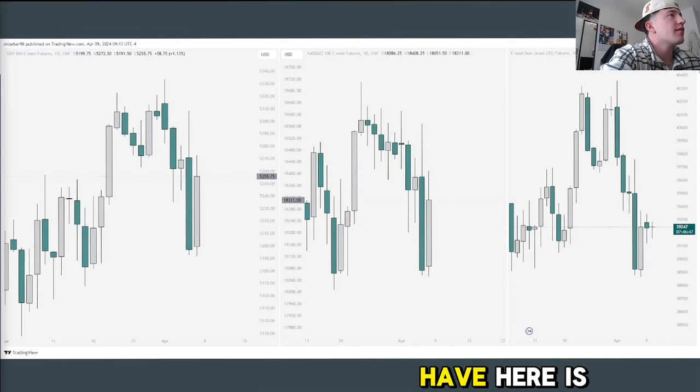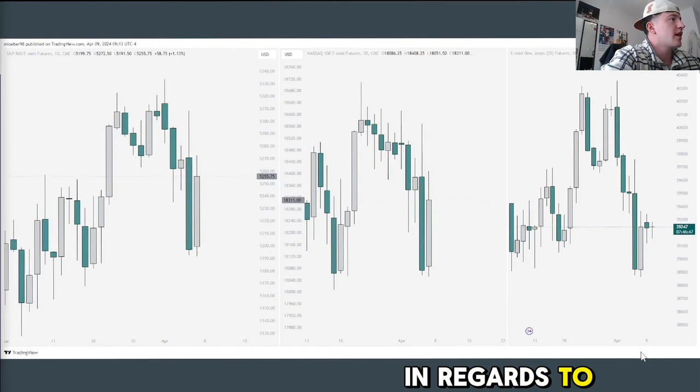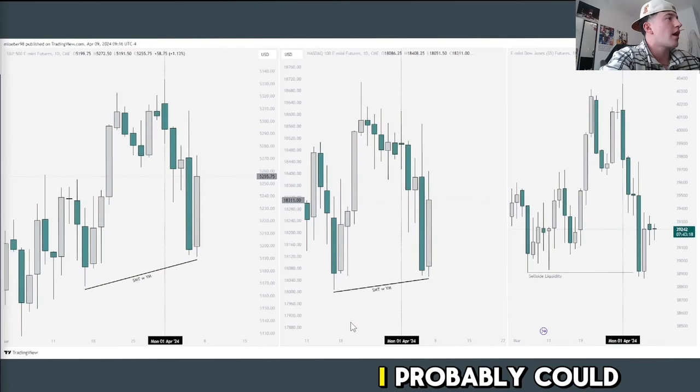Now, what I have here is the S&P, the NASDAQ, and the Dow Jones all with a daily chart. Look and see if you can identify what I was speaking about before in regards to SMT divergence. And keep in mind, this day is Friday NFP for the month of April. So before I show my annotations on the next slide, focus on the lows and focus on the highs and see if your annotations match mine. I probably could understand that you marked off the highs and you marked off the lows.